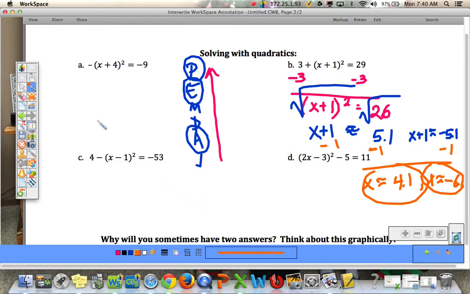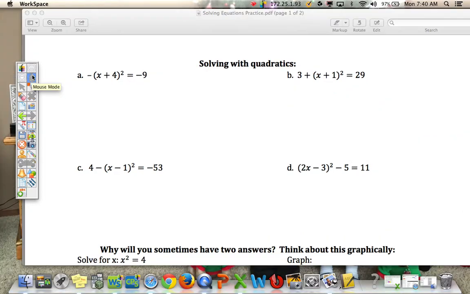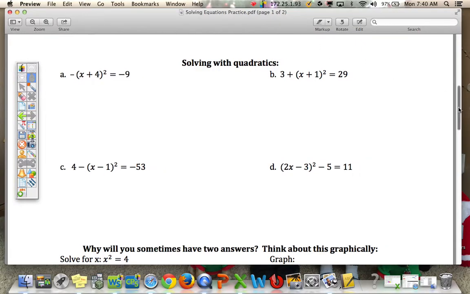So again, the reason why we have two answers when we take the square root is because there's two numbers squared that will equal that number. So for example, 3 squared is 9 and negative 3 squared is 9. When you graph it, it crosses the x-axis twice.